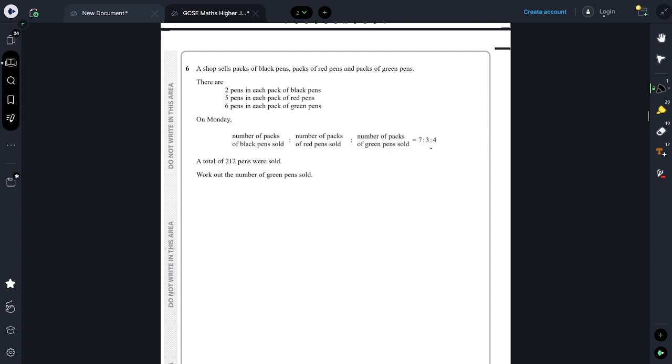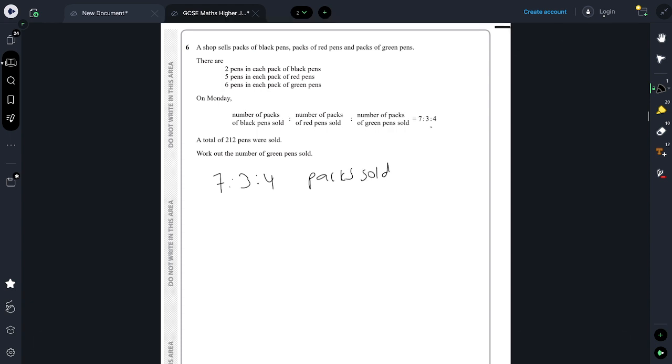Let's have a look. So we're given that a total of 212 pens was sold. But we're told the ratio of how many of these were sold. So actually, we can use the information to work this out. This ratio is telling us the ratio of the packs sold: 7 to 3 to 4 packs sold. But remember, I did talk about this last stream. With ratios, this is not the actual amount of packs sold. This is just giving a ratio.